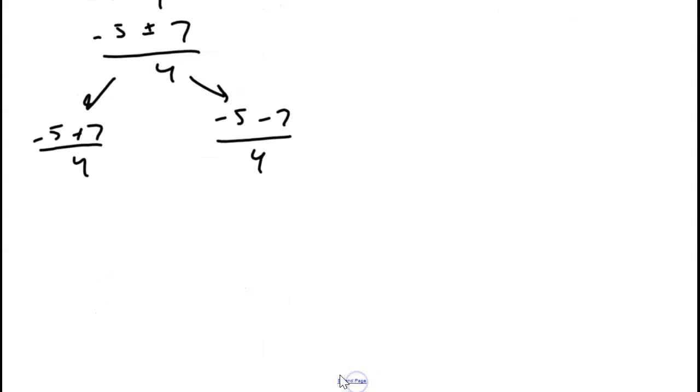Because this is where that whole plus or minus comes in, make sure that you're using both of those. So -5 plus 7 is 2 over 4, or 1/2, and -5 minus 7 is -12 over 4, or -3. So your two answers are x equals 1/2 and x equals -3.